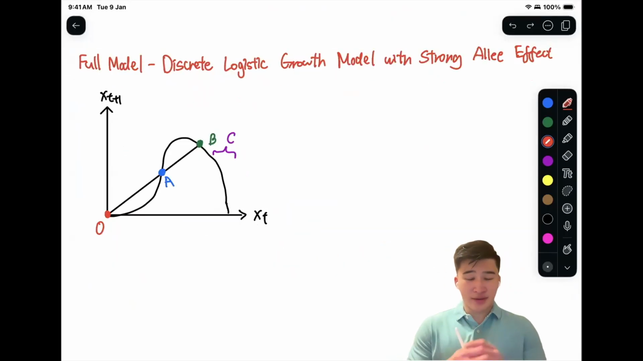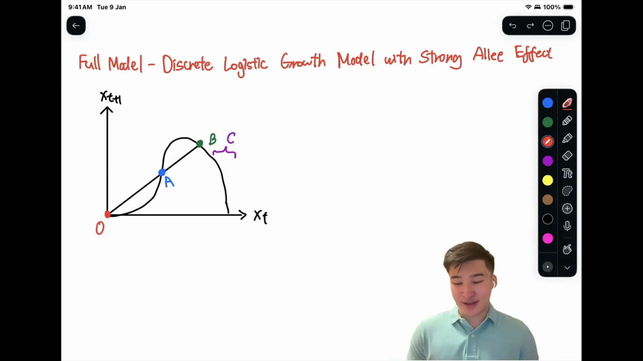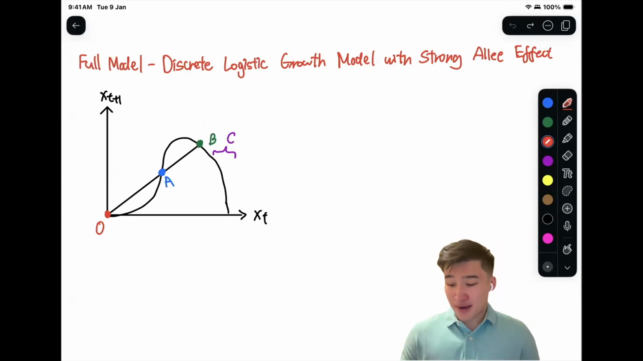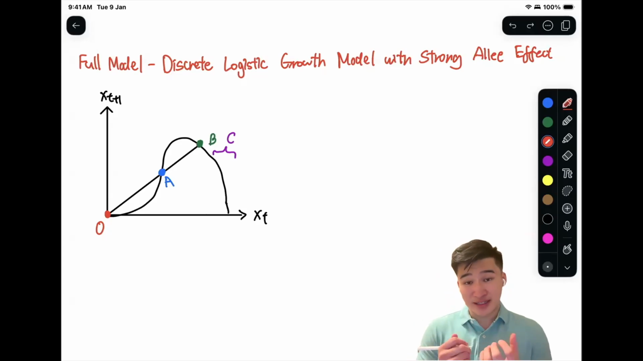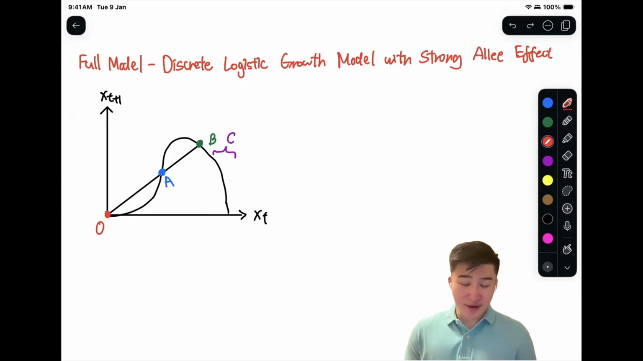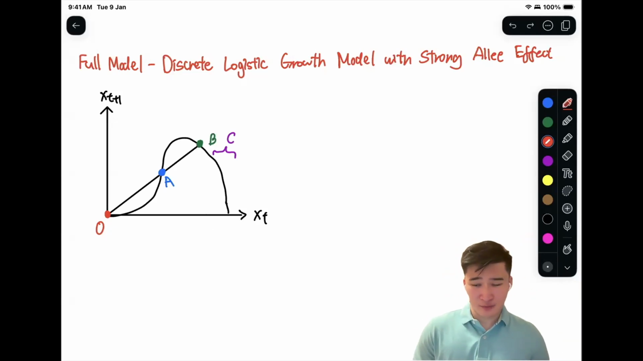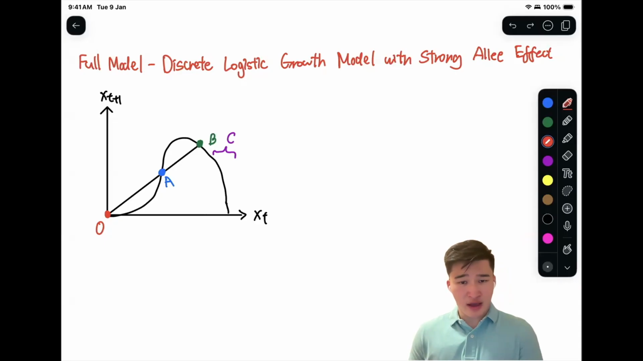Here, the actual name for the entire thing is called the Discrete Logistic Growth Model with Strong Allee effects. And by the way, I remember last time I didn't show you the entire full picture of the graph. Here is the full picture, and you can see that after B, the entire graph goes straight for a deep plunge, right? I've kind of quoted that in the area of C here, okay?